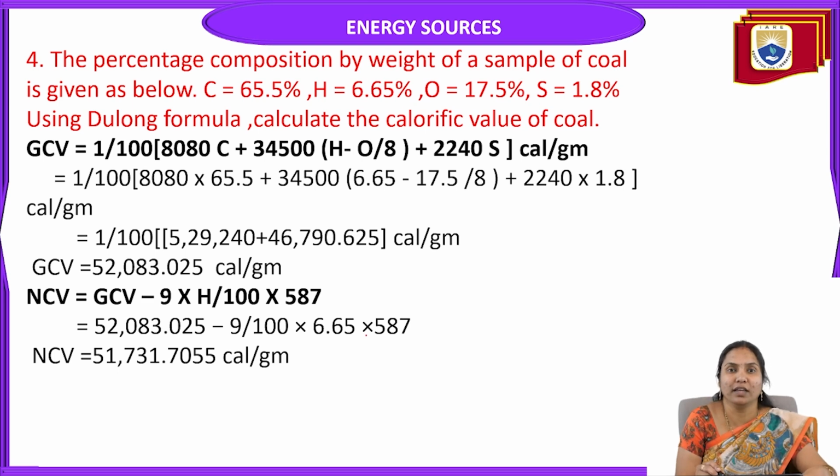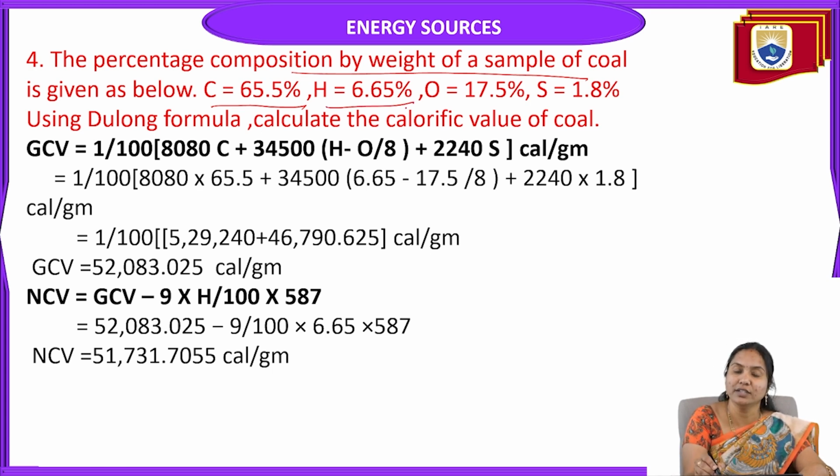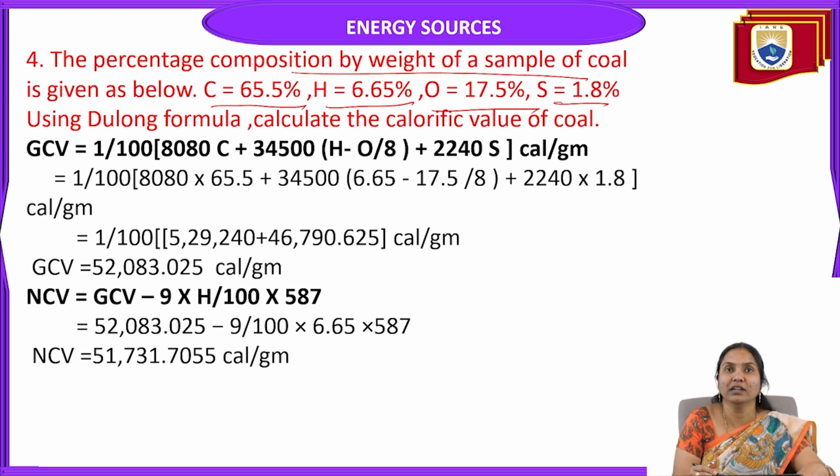And one more problem based on the same GCV and NCV. Here the percentage composition by weight of the sample of coal is given below. The carbon percentage in this fuel is 65.5 percentage. Hydrogen 6.65 percentage, and oxygen 17.5 percentage, and sulfur 1.8 percentage. So using Dulong's formula, calculate the calorific value of the coal.